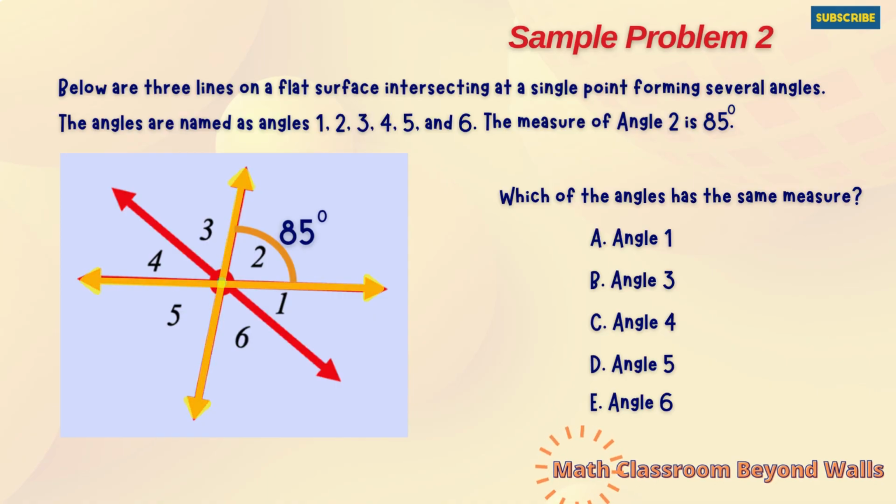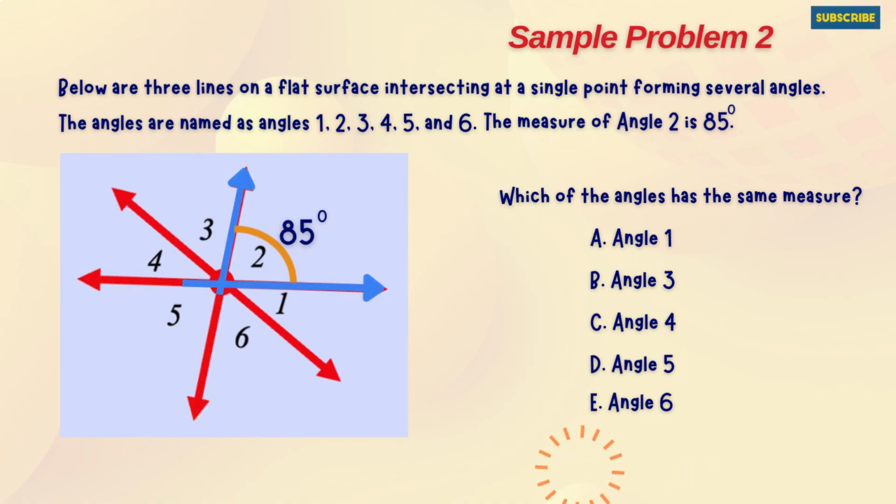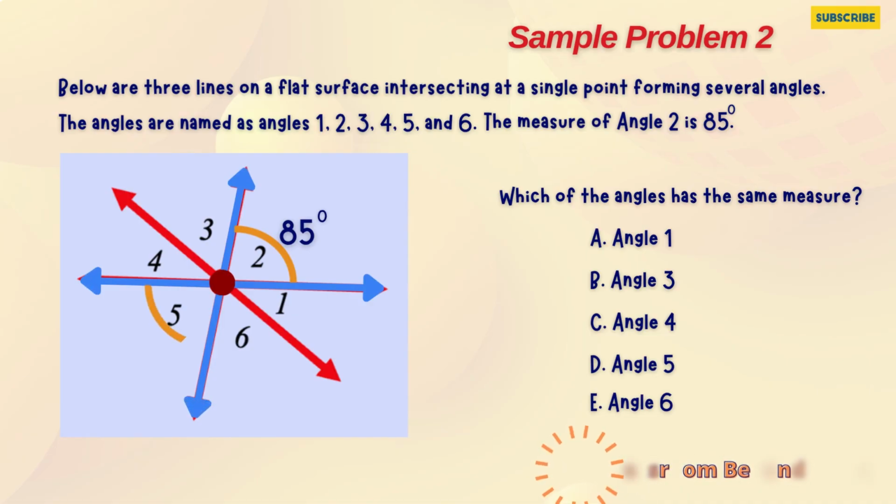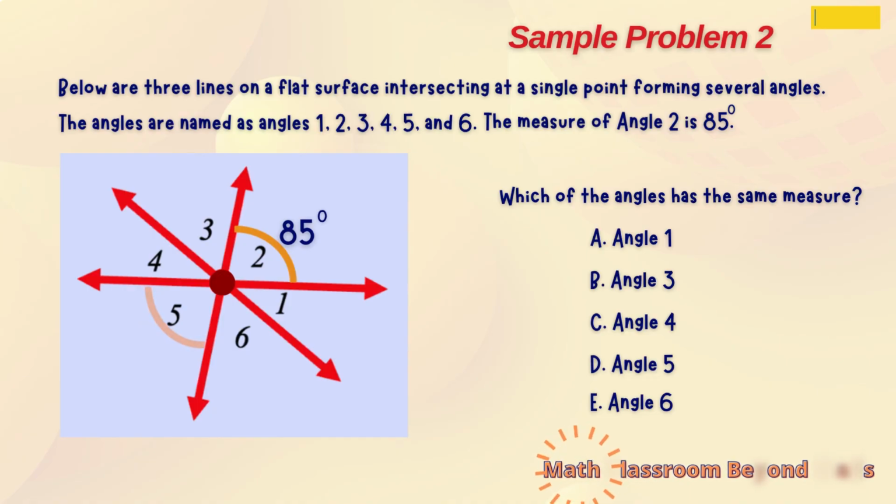Earlier, we learned that two lines intersecting at a single point produce vertically opposite angles or vertical angles that are congruent. Let us then identify the angle that is opposite and vertical to angle 2. Let's go. So, this is the angle that is vertically opposite to angle 2. This angle has therefore a measure that is the same as that of angle 2.